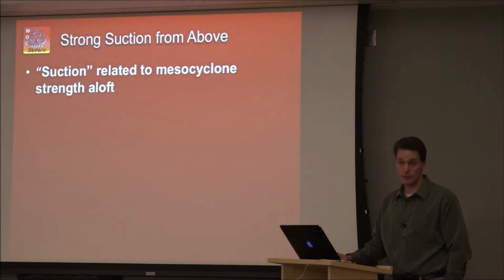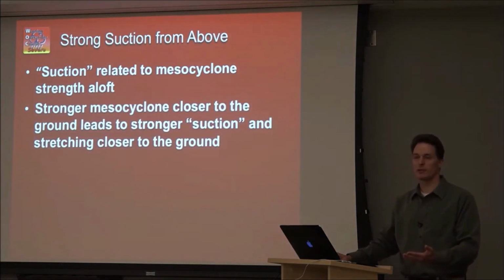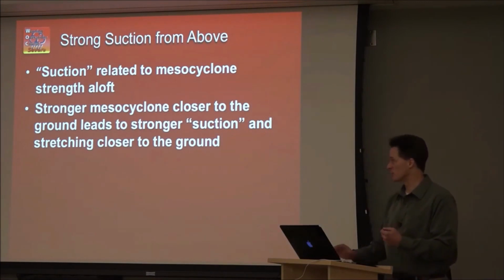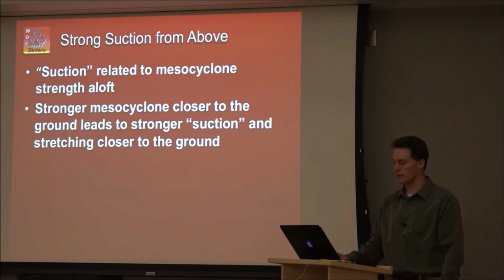Okay, the suction from above, again, is related to the mesocyclone strength aloft. The key with some of the environmental ingredients is that the stronger we can get this mesocyclone closer to the ground, the stronger the induced updraft is closer to the ground, the stronger the stretching is closer to the ground.